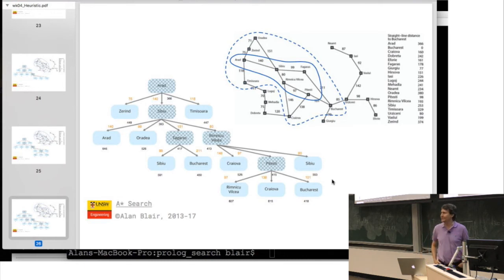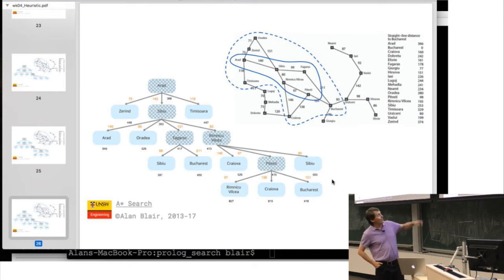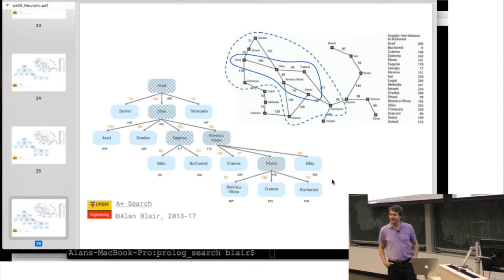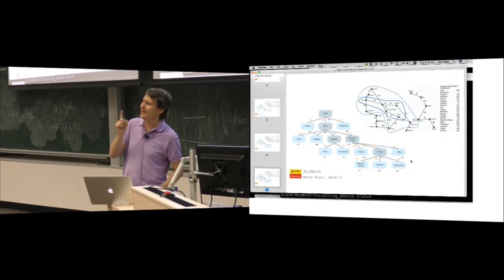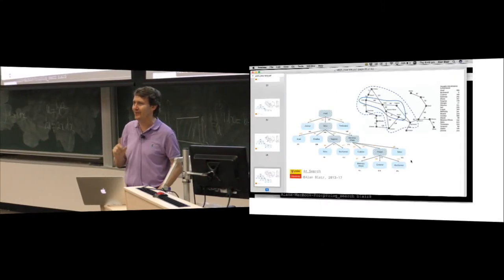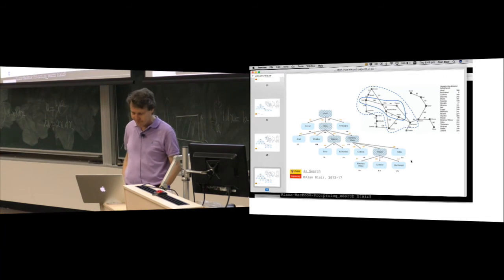Okay, any questions about this? The numbers below are the estimate, that's right, the estimate of the path length. But they're always an underestimate. Yeah, they can't be longer than the real one.